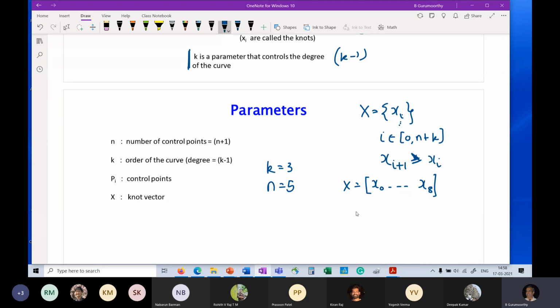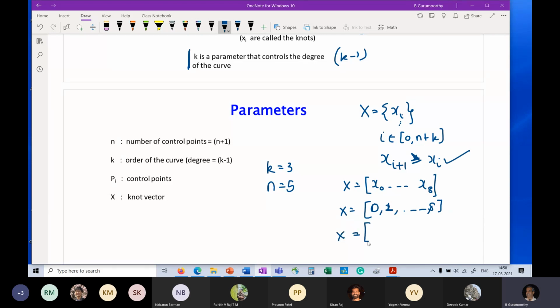Now this can be something as simple as 0, 1, all the way till 8. So that's one knot vector because it satisfies both these conditions. There are 9 elements and it's monotonically increasing, right?